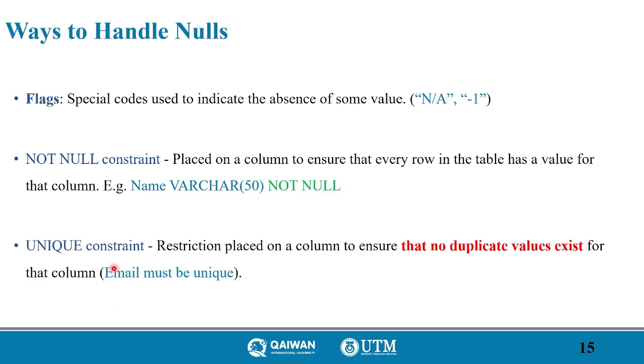And the unique constraint, a restriction placed on a column to ensure that no duplicate value exists for that column. For example, for the email, we want to make sure that all the emails are unique and no one with the same email can log in or sign in into our system twice.